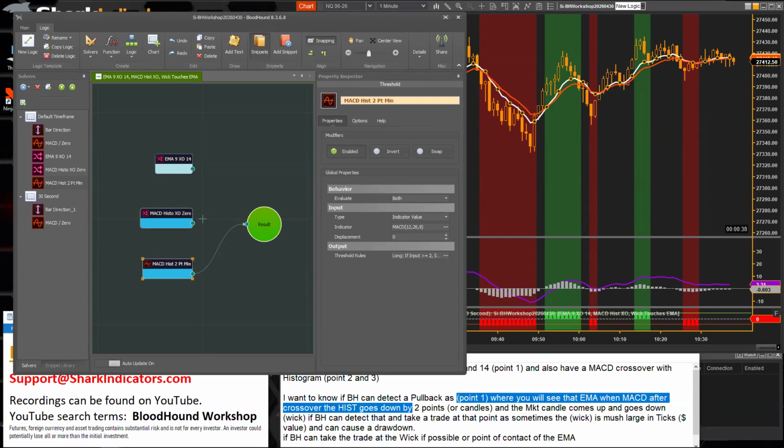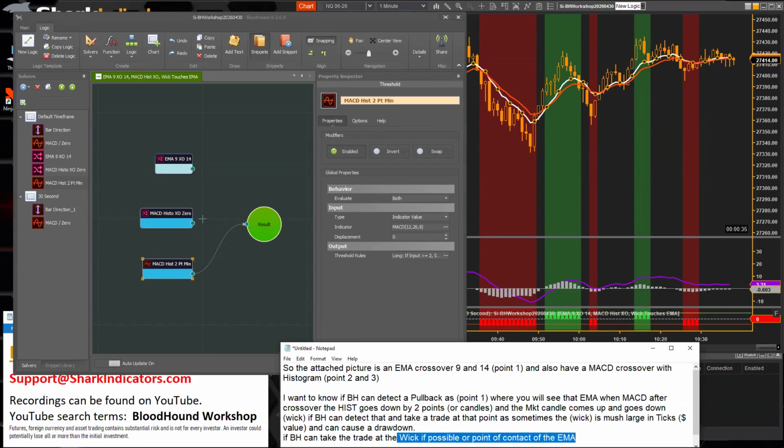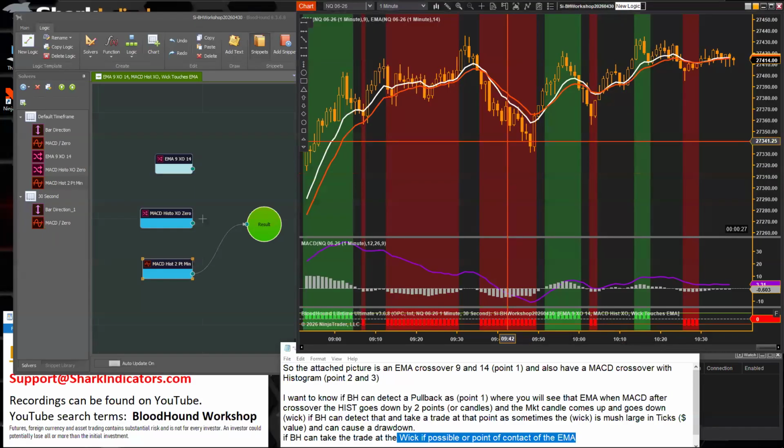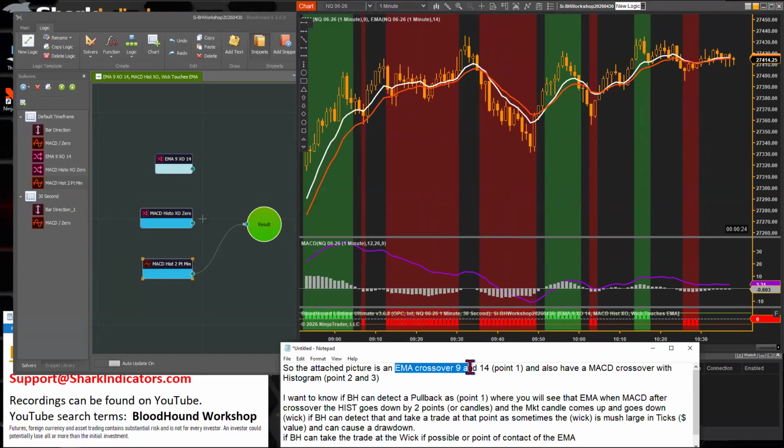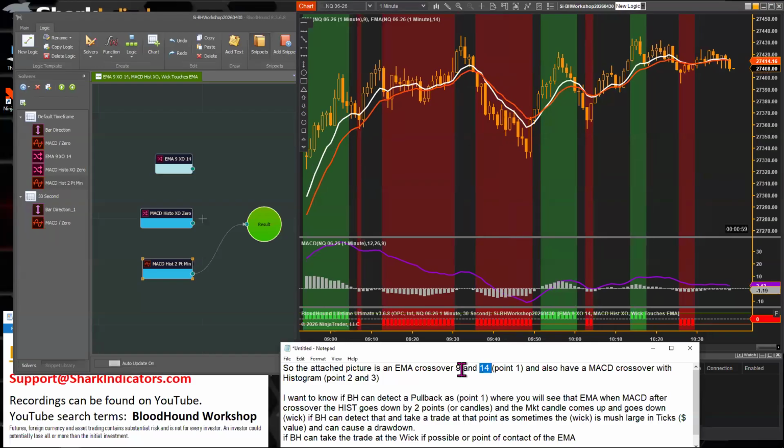All right. I think the only thing we need to do now is identify when a wick touches the EMA. And let's see here. Yeah, since we're waiting for a crossover to occur, that means the EMA 9 is always going to be the closest EMA to price or to the bars, right? So we'll just identify when the wick touches the EMA 9 there. So it's not going to be necessary to identify when it touches the 14.